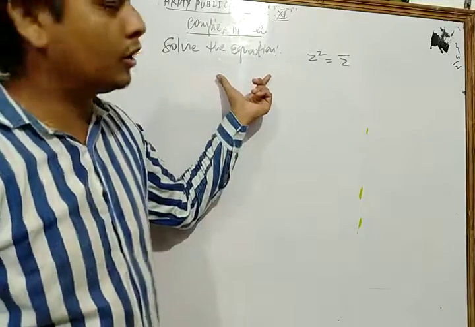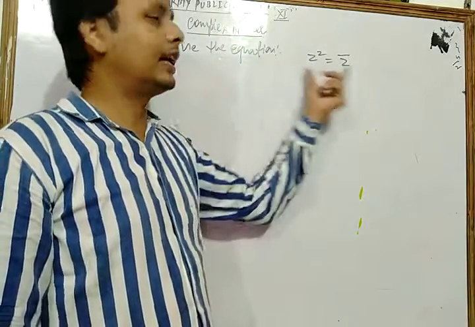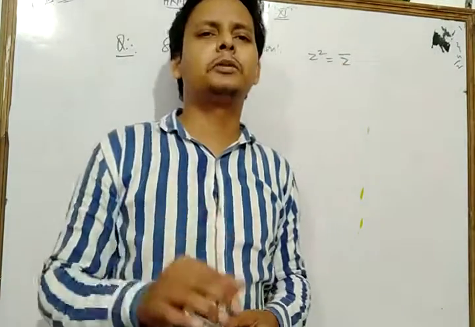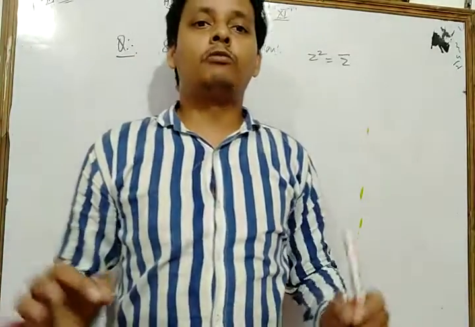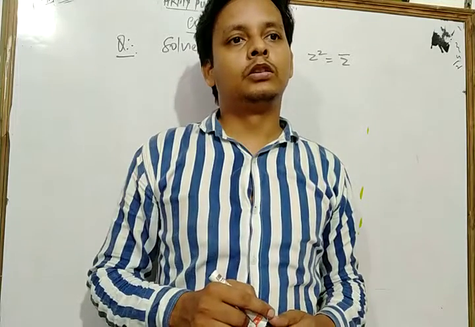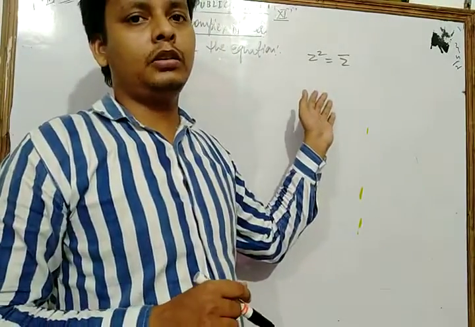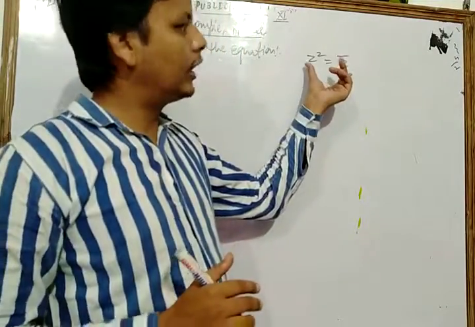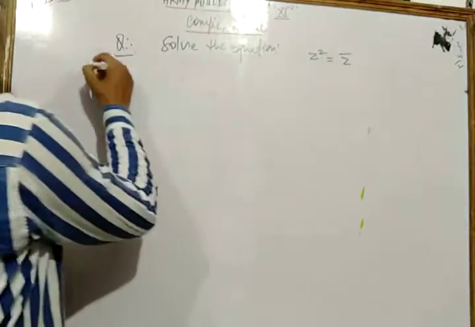This is a very important question of your NCERT exercise. Solve the equation z square is equal to z bar. Here z is any complex number, and you know that any complex number is of the form a plus ib or x plus iy. In this question, first we assume the value of z as x plus iy, put it in the equation, and solve it. Let's see its solution.